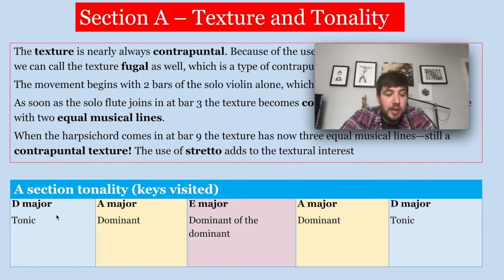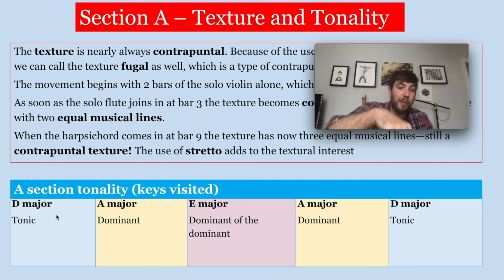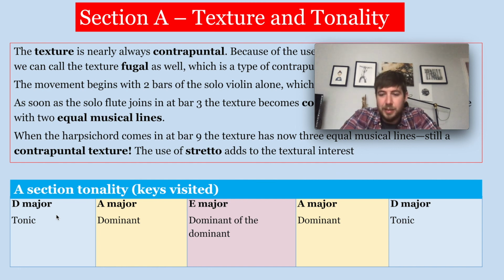So we start off at D major. This is just in the A section, so we know the A section's in D major, the B section in B minor. But just in the A section, we almost look at a triangle effect. We've got D major, we go upper fifth to A major, we go upper fifth to E major, so we call that the dominant of the dominant. Then we go down a fifth to A major and down a fifth again to D major. So we get this triangular tonality.